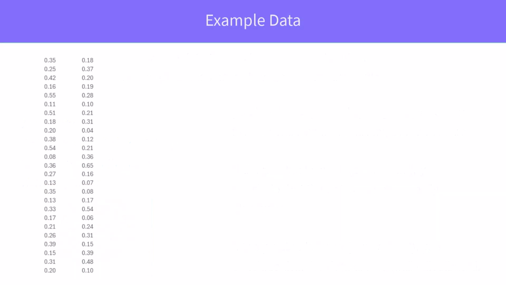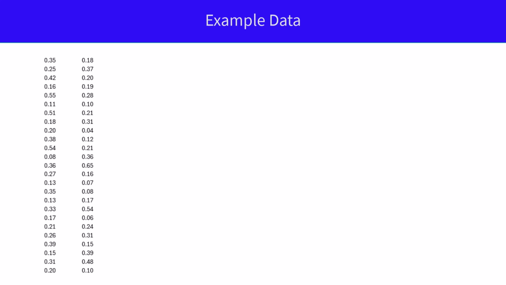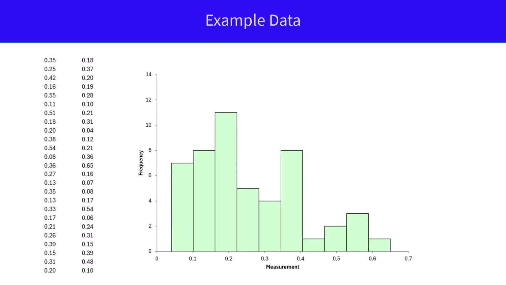So let's take a look at our example data here. We have 50 points, and we're going to start by making a histogram. Does this look like a bell-shaped curve to you? Does this look like it's normally distributed? Taking a look at it, it really doesn't look normally distributed to me. It doesn't look like a bell-shaped curve.